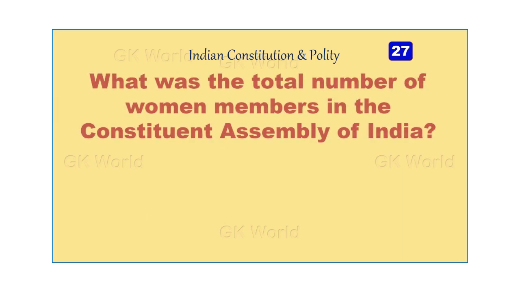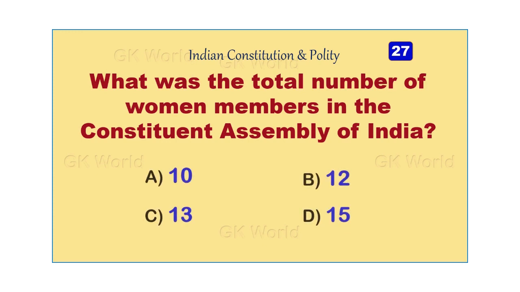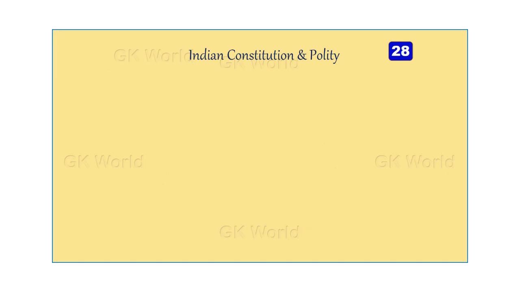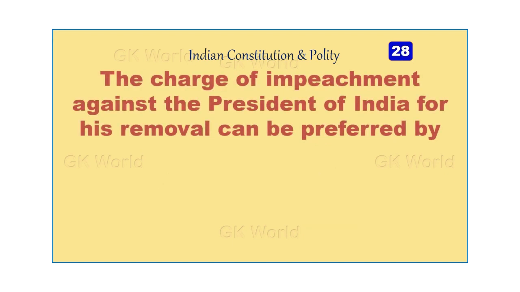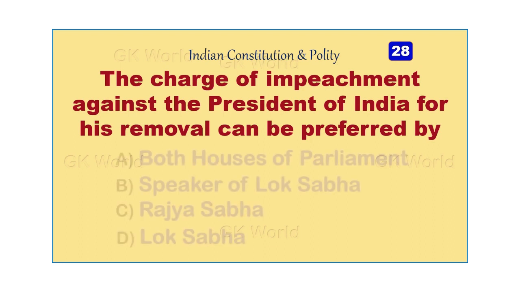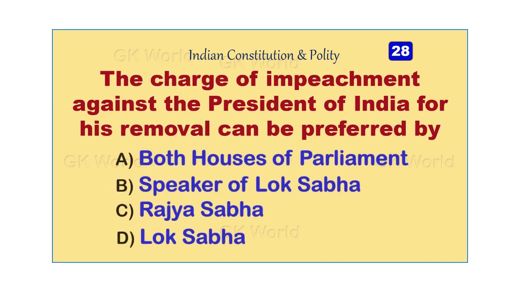What was the total number of women members in the Constituent Assembly of India? Option D. 15. The charge of impeachment against the President of India for his removal can be preferred by Option A. Both Houses of Parliament.